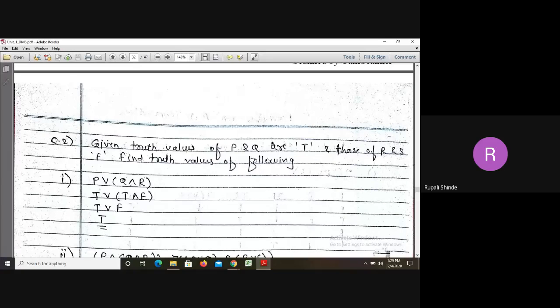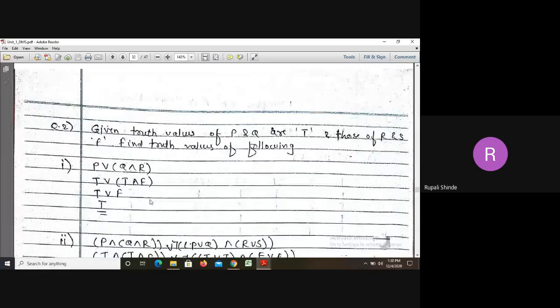P and Q are having truth value as T, and R and S, these are having truth value as F. So now based on this we have to find values for following formulas, and first formula is P or Q and R. So just we have to put values for all these variables. So for P and Q they have given value as T. So P or T, and value of R is F. So T or P and F. So first of all we have to solve this bracket. Value for T and F, it is F only.